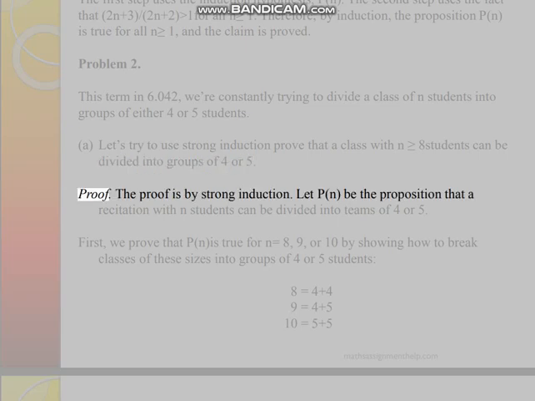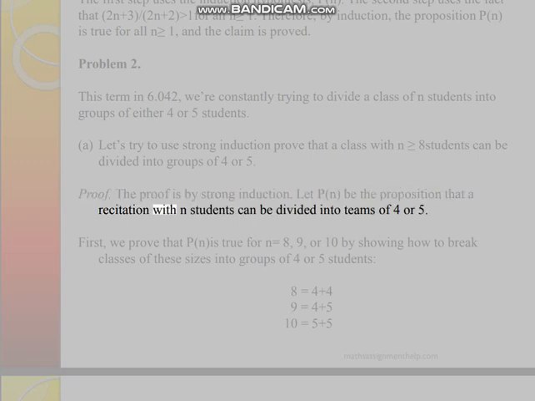Proof. The proof is by strong induction. Let P(n) be the proposition that a recitation with n students can be divided into teams of 4 or 5. First, we prove that P(n) is true for n equals 8, 9, or 10 by showing how to break classes of these sizes into groups of 4 or 5 students. 8 equals 4 plus 4, 9 equals 4 plus 5, 10 equals 5 plus 5.